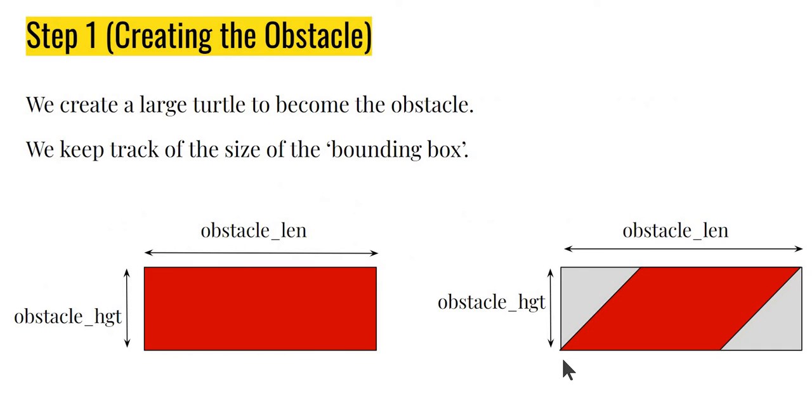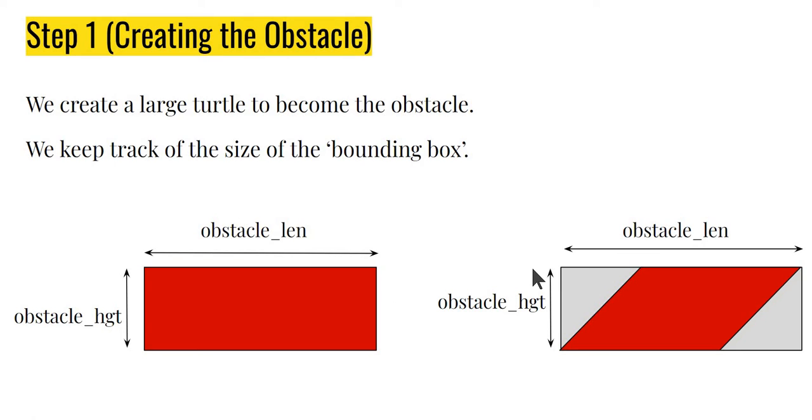Starting from, let's say, creating the turtle. Now this part is easy. We will create a turtle to become like the obstacle here. We will keep track of what we call the bounding box. Now this term may sound a little fancy, but really all we mean is a rectangle that can hold the entire turtle. For example, in the obstacle case that I just showed you, the obstacle itself was a rectangle, and hence the bounding box is exactly the same as the turtle.